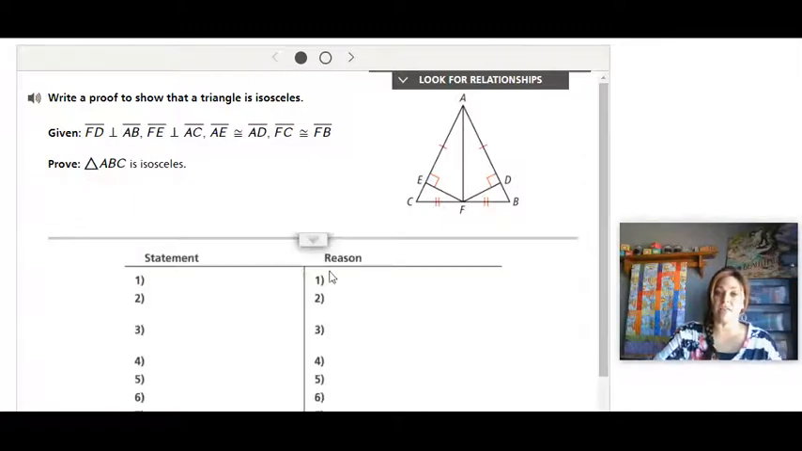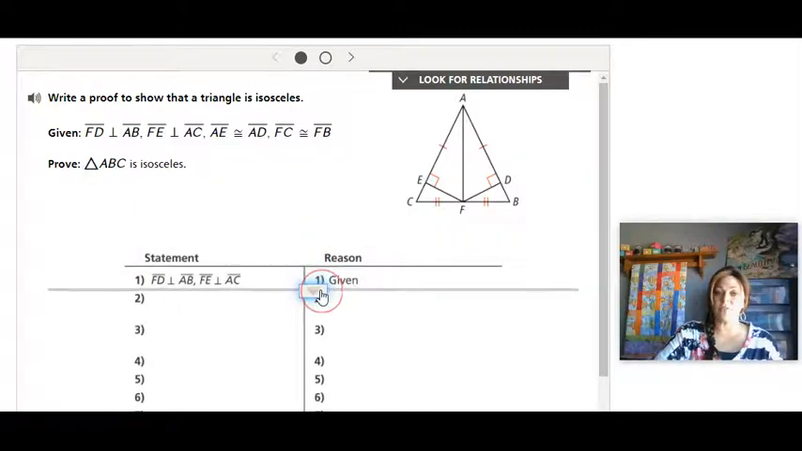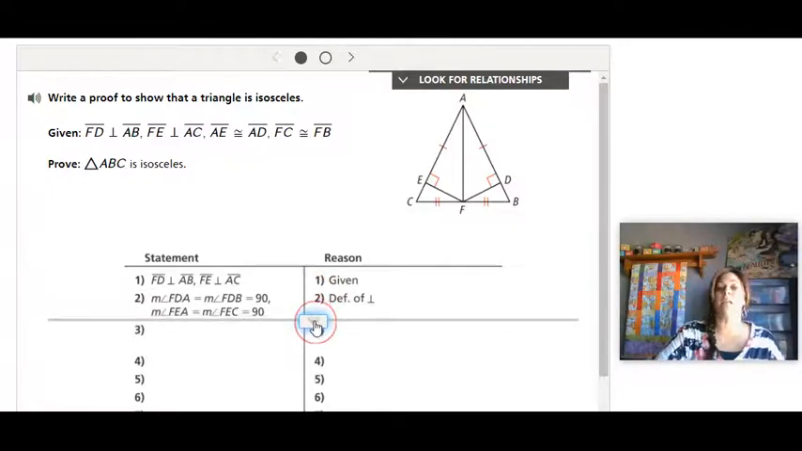So let's look at what they actually have for the proof. Most proofs start with a given, which this one does. But notice it only starts with part of the given, so the perpendicular. Well, we know they're perpendicular, so that means those angles will be congruent, and they will both be 90. Oh, they're congruent, and they're both 90 because of the definition of perpendicular.